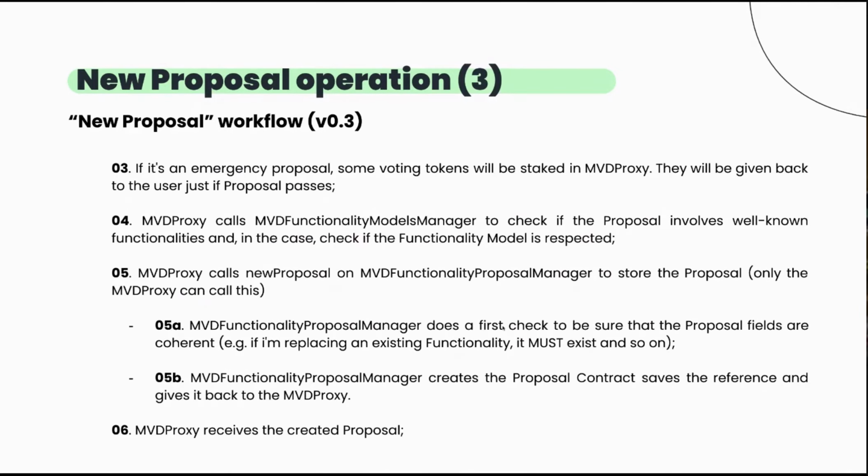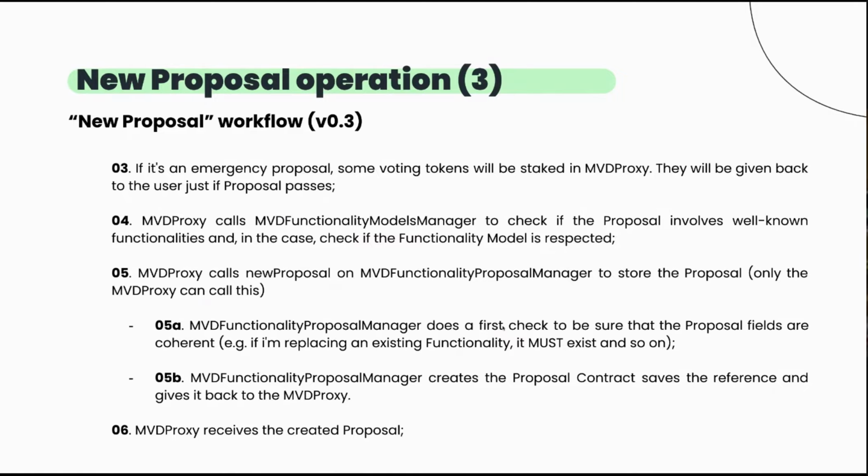Then, if the new proposal is an emergency proposal, some voting token will be staked in the MVD proxy contract, and then the token will be given back to the user if the proposal passes. The point number 4 is what I said before.